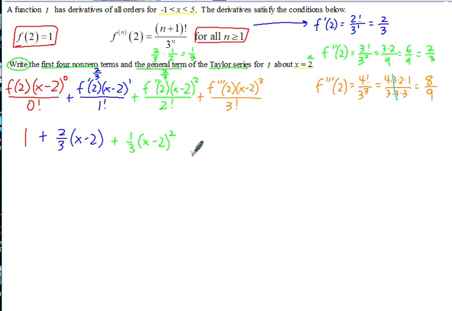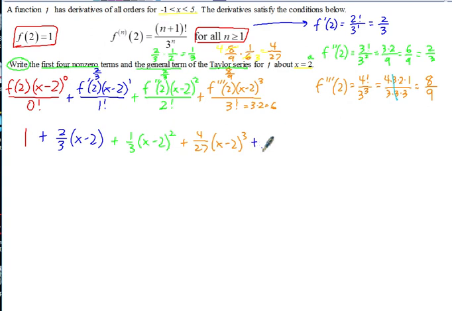And f triple prime of 2 was 8/9, divided by 3 factorial, which is 3 times 2, which gives you 6. So 8/9 divided by 6 is the same as multiplying by the reciprocal of 6, 1/6. And you can see you can reduce that a little bit. You can divide the 6 by 2 to get 3, and divide the 8 by 2 to get 4. So you get 4 times 1, 4, over 9 times 3, 27. So we get plus 4 over 27, x minus 2 cubed. So there's our first 4 non-zero terms.